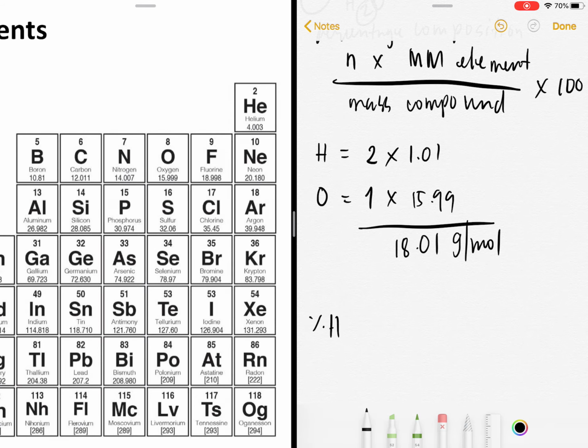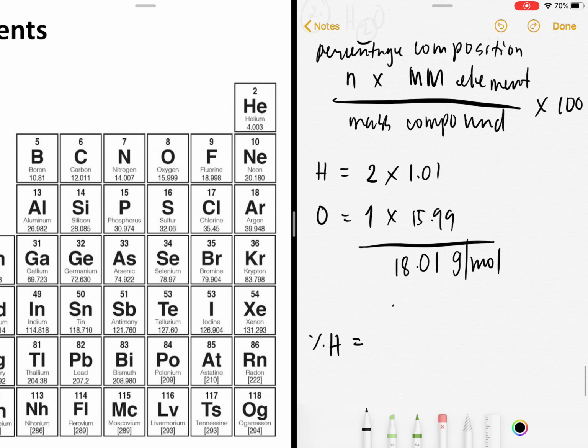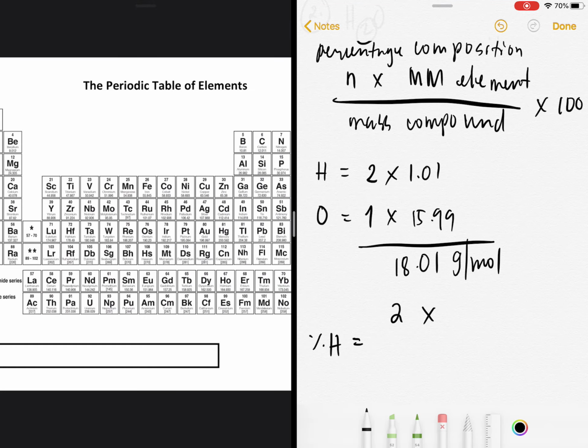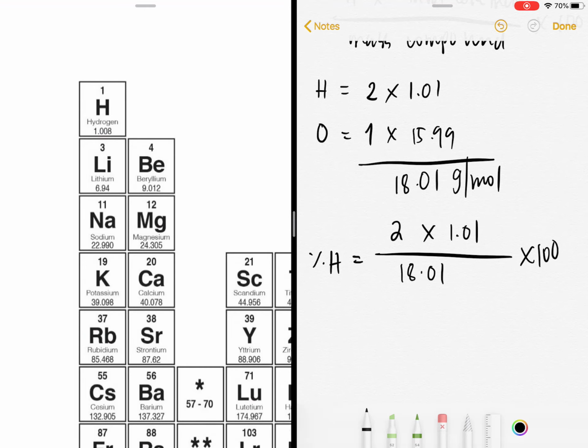So, let's get first the percent hydrogen. Ilan yung hydrogen sa water molecule? Dalawa. So, 2 times the molar mass of the element. Anong molar mass ng element na to? 1.01 over 18.01 times 100. Again, hindi ko na sinusulat yung units kasi nga nagka-cancel naman sila. So, input this in your calculator. So, 2 times 1.01 divided by 18.01 times 100. So, this is 11.22% hydrogen.